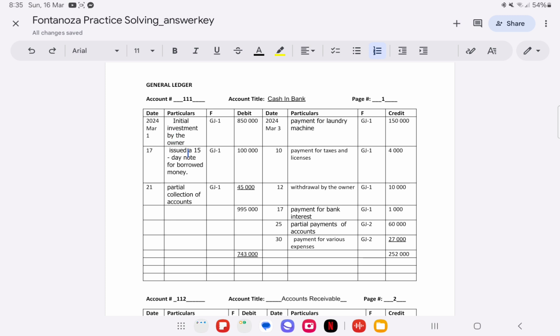Okay, so now the question: ma'am, where did you get the general ledger? How did you solve the general ledger? Why is there a lot of data here?